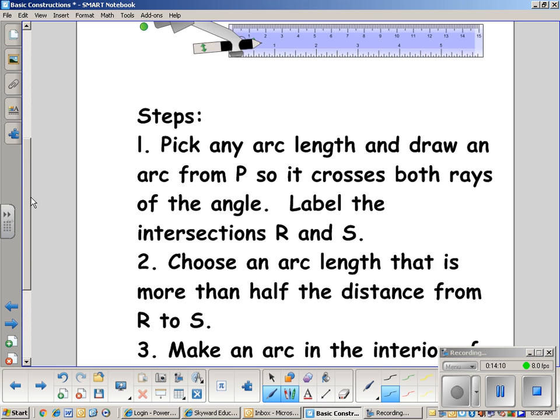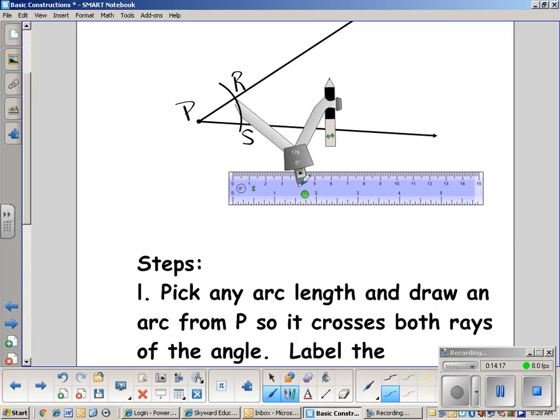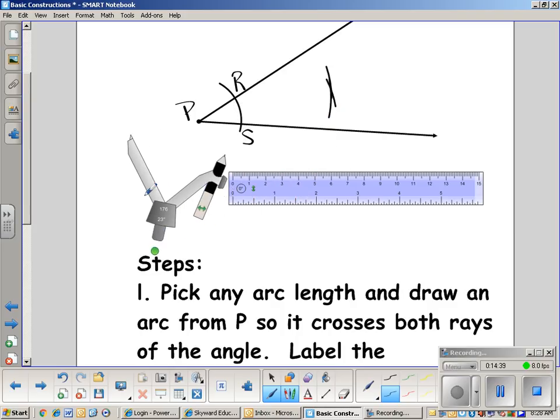All right, so now we're going to go up here, and we've chosen an arc that's more than half the length. So we're going to go out to the interior of the angle, and we're going to make an arc from R, and then we're going to go down to S, and make an arc from S. Okay? Go back to R and make my line just a little bigger. We can see now where those two arcs cross, can't we?